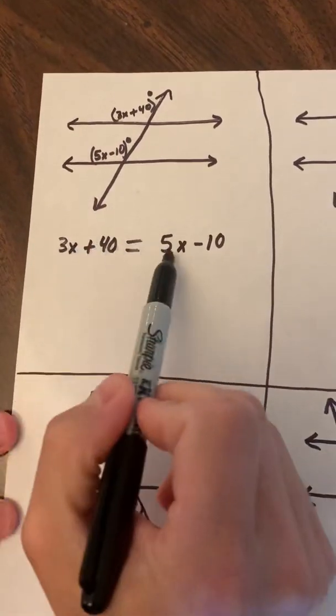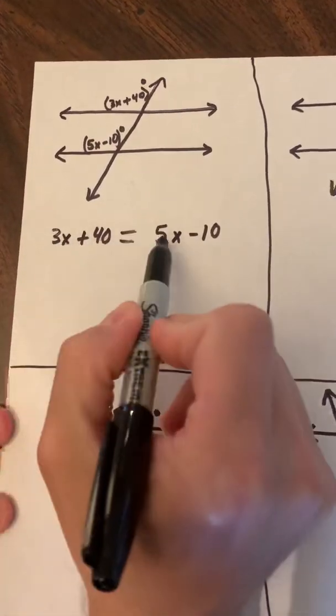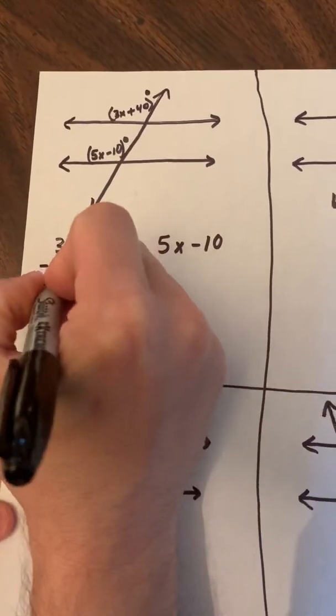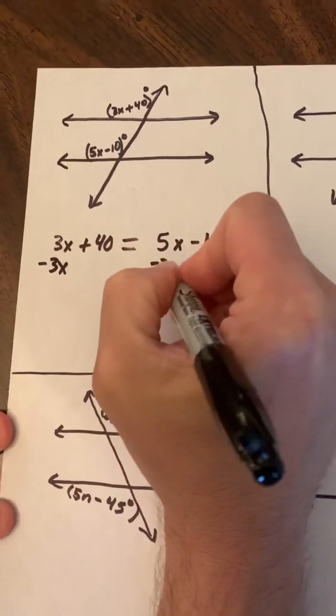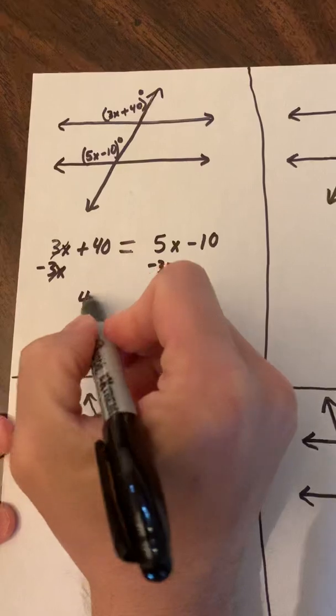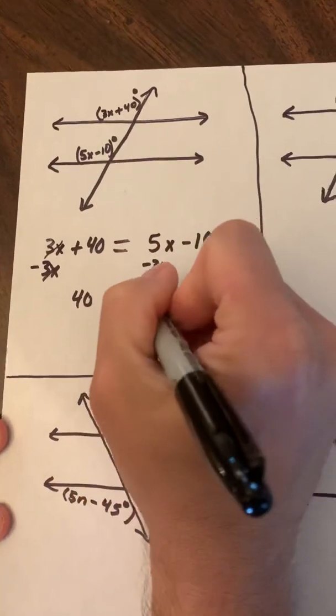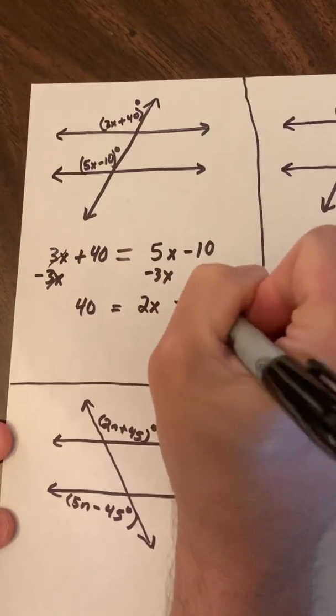So there are variables on both sides. I always choose to eliminate the smaller one. There's 3x on this side, 5x on this side. I'm going to take away 3x from both sides, all right? That would leave me with just 40 on this side. If I had 5x and I took away 3x, that would be 2x minus 10, okay?